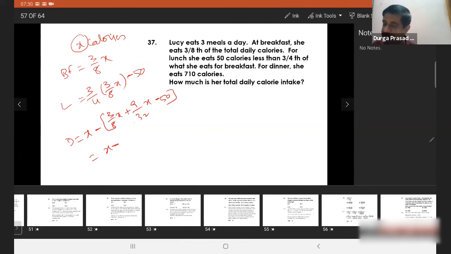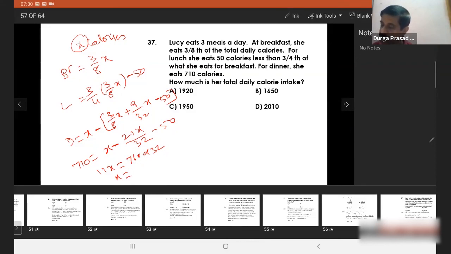If you take LCM 32, 4 threes are 12 plus 9, 12 plus 9 is 21X by 32 minus 50. So this is 710 calories, she said. So 32 minus 21 is 11X equal to 760 into 32. So X equals what, divided by 11? You're not getting anything which is not a decimal.